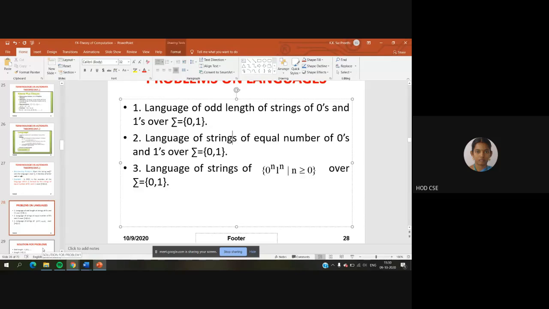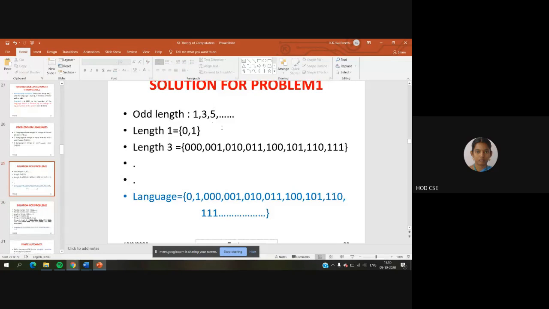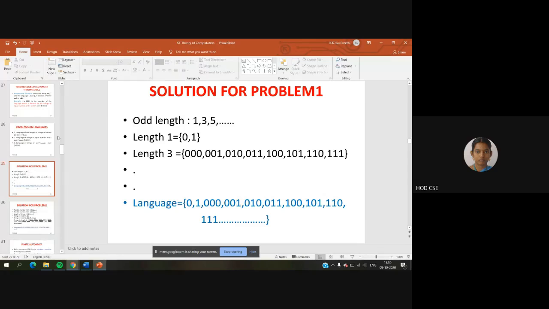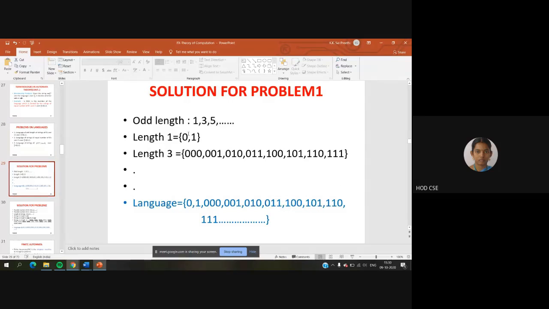Here I will show you how to produce the answer for this. This is the solution for problem 1. The problem is we have to produce the strings of zeros and ones which are of odd length. That is called the language here. A language is nothing but a set of strings. First we have to write what the odd lengths are: 1, 3, 5, 7, 9, 11, and likewise it goes on in an infinite manner. The odd lengths are infinite.